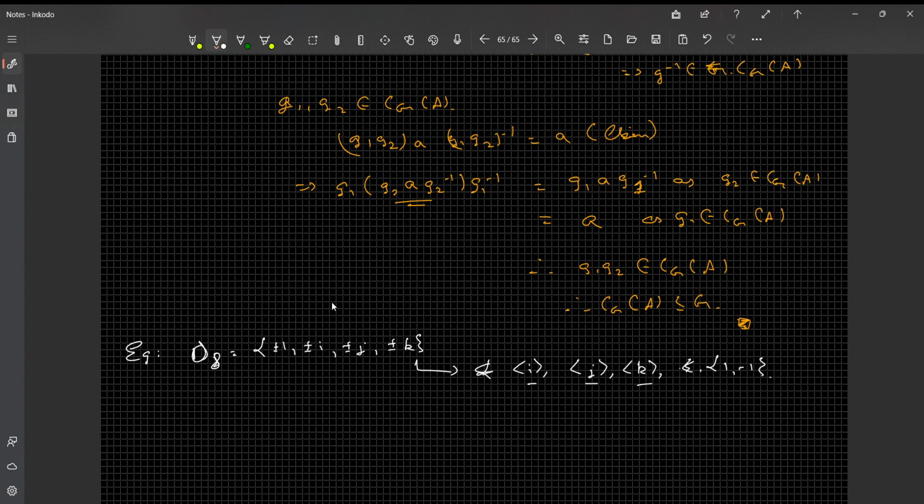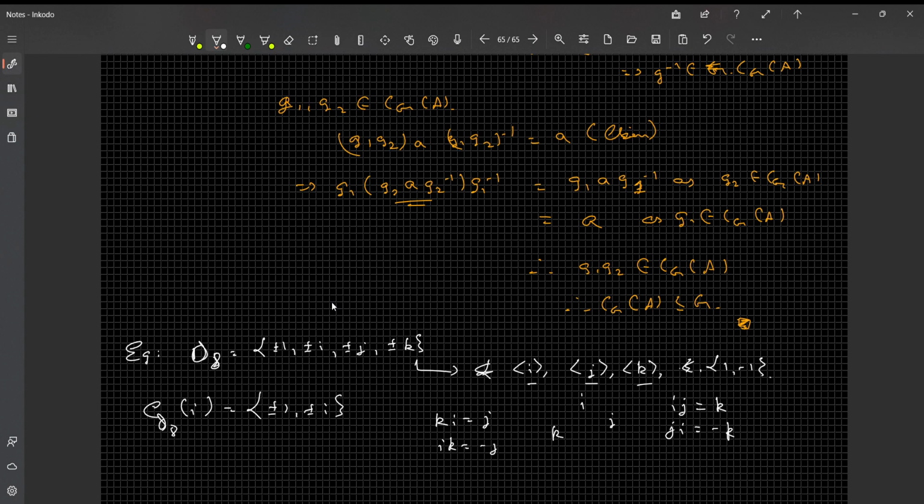Now my claim is that it is pretty trivial to know that the centralizer of the element i is nothing but plus minus 1 and plus minus i. Why is this obvious? If you know the structure of Q8, you have i, j, k. So ij gives you k, ji gives you minus k. So j doesn't commute with i. Similarly, ki gives you j, but ik gives you minus j. So k also does not commute with i.